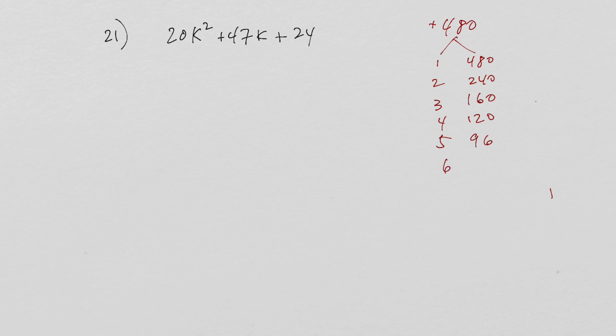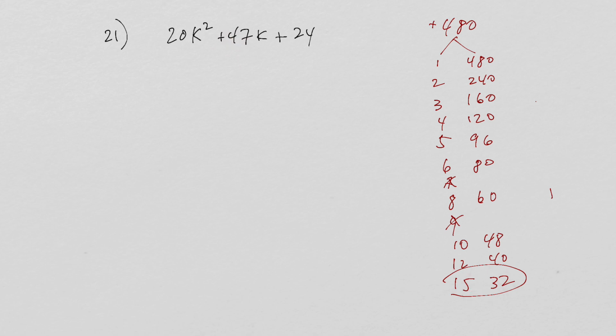6, 480 divided by 6 is 80. 7 doesn't work. 8, it's got to be 60. 9, let's see, I don't think 9 works, but I'll double check. That doesn't work. 10 is 48. I don't think 11 works. Let's see about 12. 12 is 40. I don't think 13 works. 14 doesn't work. 15 is 32. And there it is. Right? That adds up to 47.